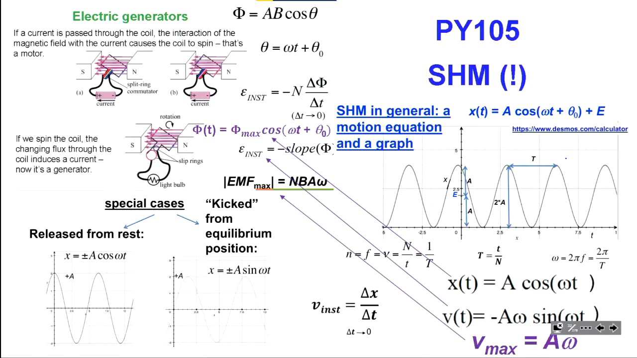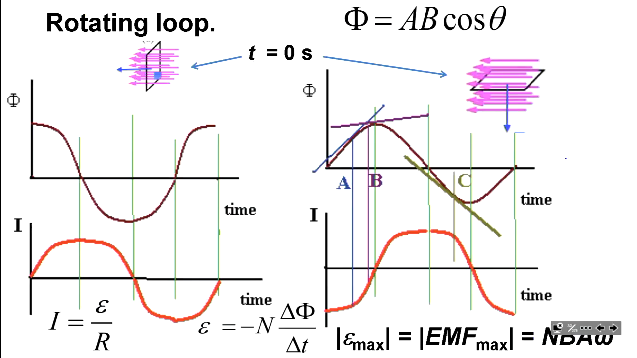So now we just replace the letters, and again get the same expression for the amplitude of EMF, with one difference. We need to multiply by the number of loops. And these are the graphs.